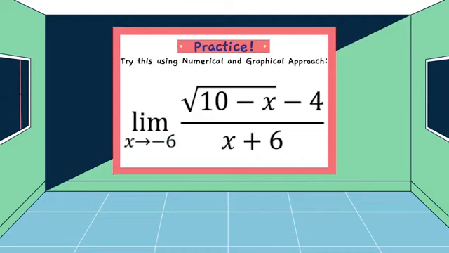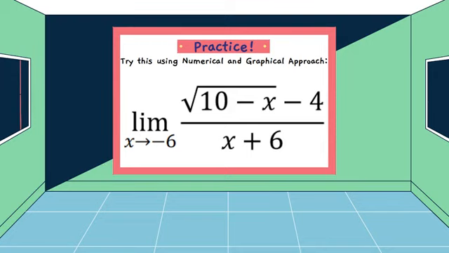Now this time, let's practice. Let's test your knowledge and how much you have learned. Try to find the limit of the square root of 10 minus x minus 4 all over x plus 6 as x approaches negative 6. You can pause the video to have time to solve on your own. And when you're done, play the video again to check your answers.